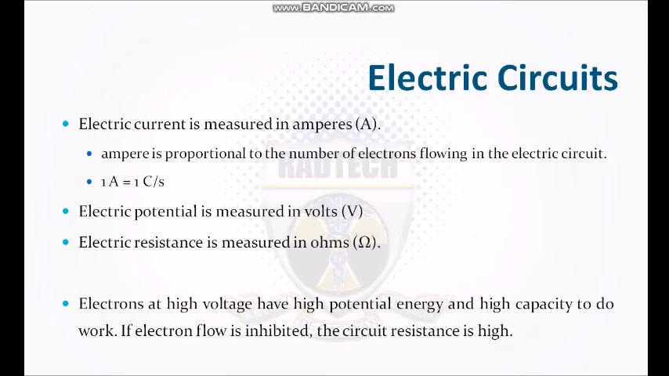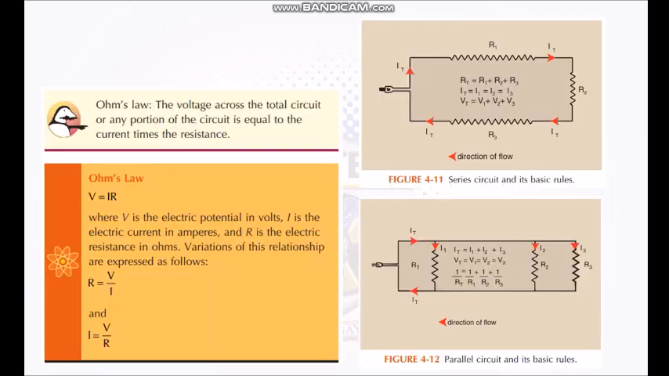Electric resistance is measured in ohms, which is important in dealing with electricity. Electrons at high voltage have high potential energy and high capacity to do work. If electron flow is inhibited, then the circuit resistance is high. Inhibited means the electrons are not allowed to flow, so the resistance is very high. An insulator is a material that does not allow electrons to flow, so it has very high resistance.